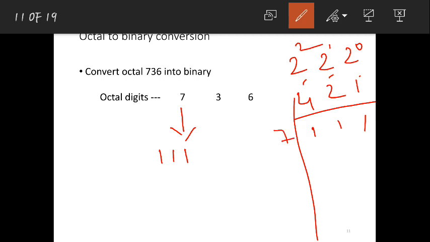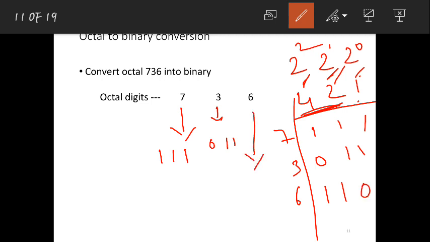Coming to 3. See, I have 2 here and 1 here, so if I write 1 and 1 in these two positions, that is enough. So 0 1 1, then I get 3. In place of this 3 I am writing 0 1 1. Next, 6. For 6 I have 4 and 2, and if I add both, that is enough. So 1 and 1, and this will be 0. So for 6 I am writing 1 1 0.